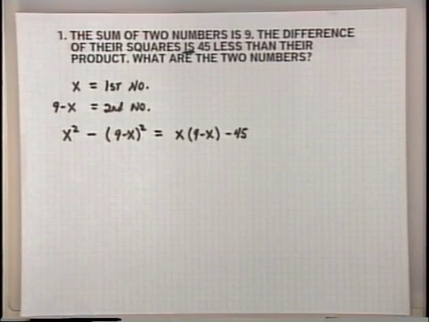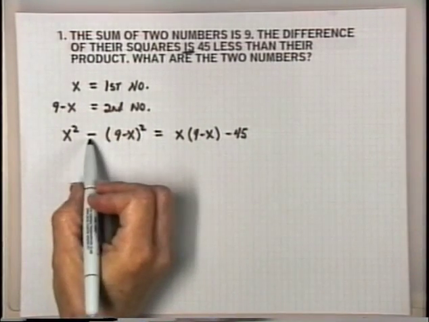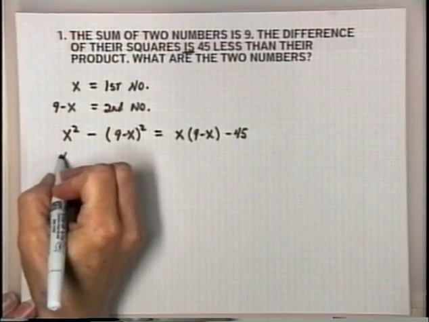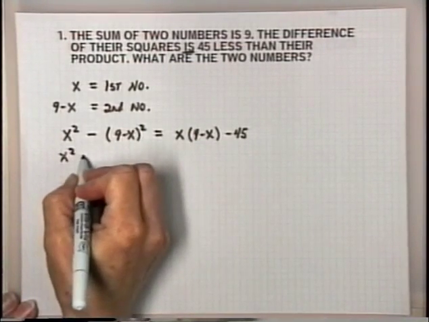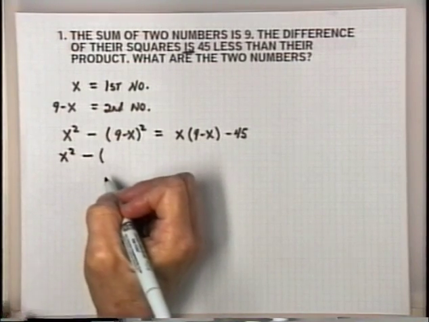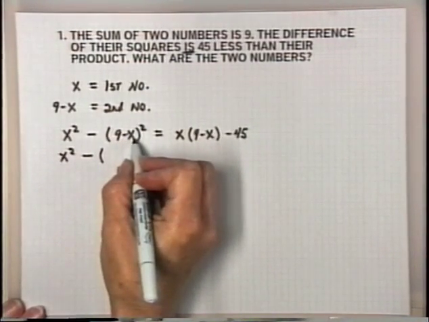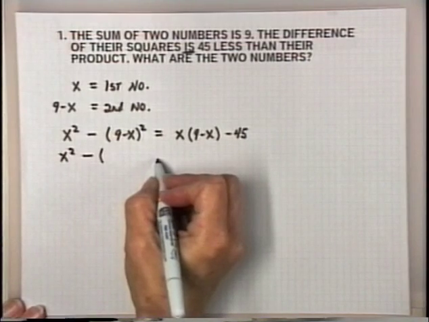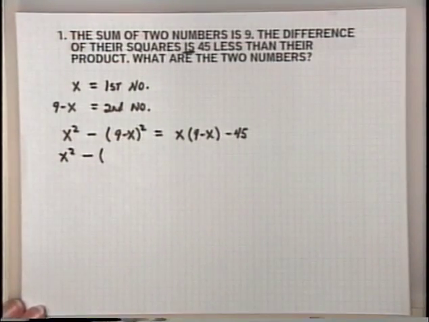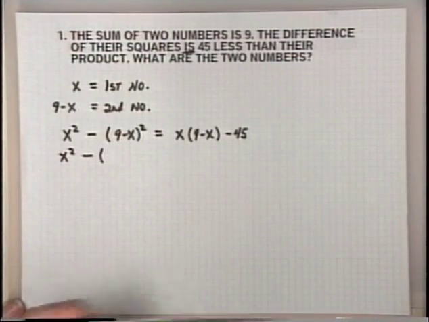In this equation, when you're removing parentheses, you're going to need to be very careful because of the negative sign here. So as we work this out, I'm going to suggest that for now you keep your negative sign and you use a parenthesis. We will square 9 minus x and put that result inside this parenthesis first. Then we'll remove the parenthesis using this negative sign.